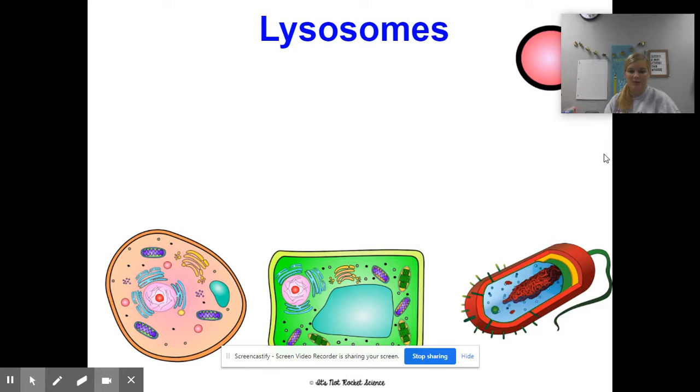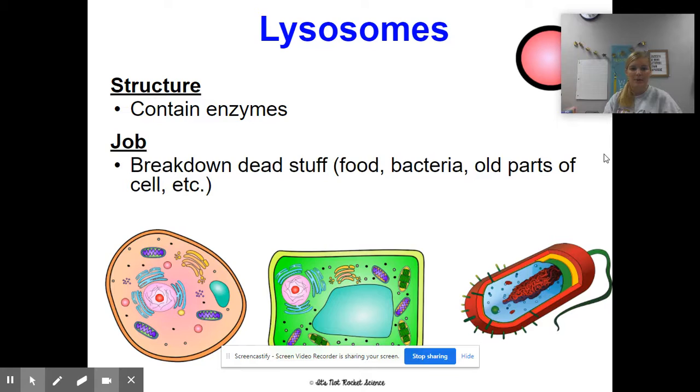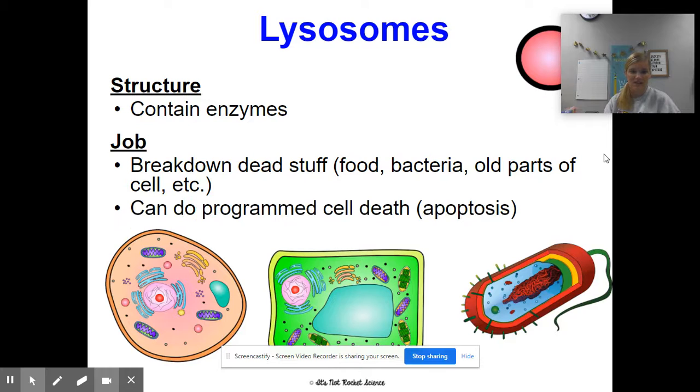Then we have lysosomes. This is a really exciting picture. It's a ball, and it contains enzymes. We're going to talk a lot about enzymes later on, but the entire job of a lysosome is to break down dead stuff. So our lysosome just likes to eat dead things. And that means that it will break down dead food, bacteria, and old parts of the cell.